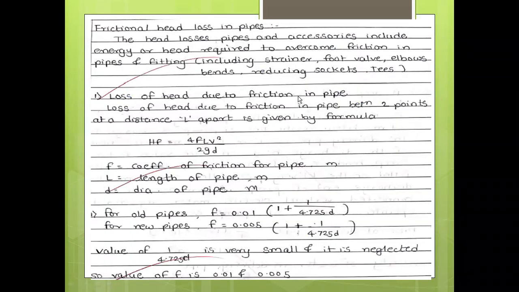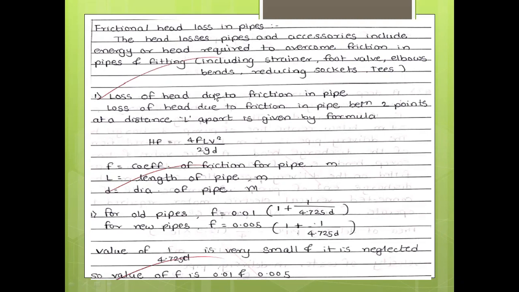So the first point is frictional head loss in the pipes. The head loss in pipes and accessories includes the energy or head required to overcome the friction in pipes and fittings. Fittings include the strainer, foot valve, elbows, bends, reducing sockets, and tees.